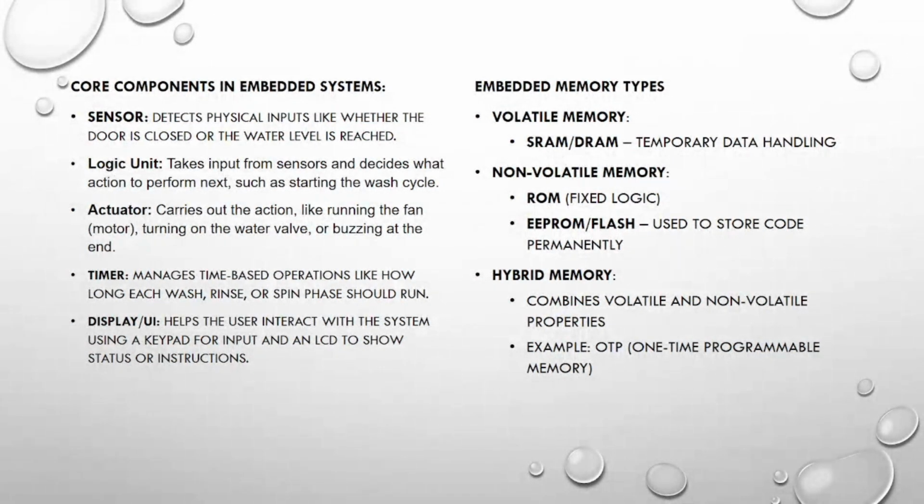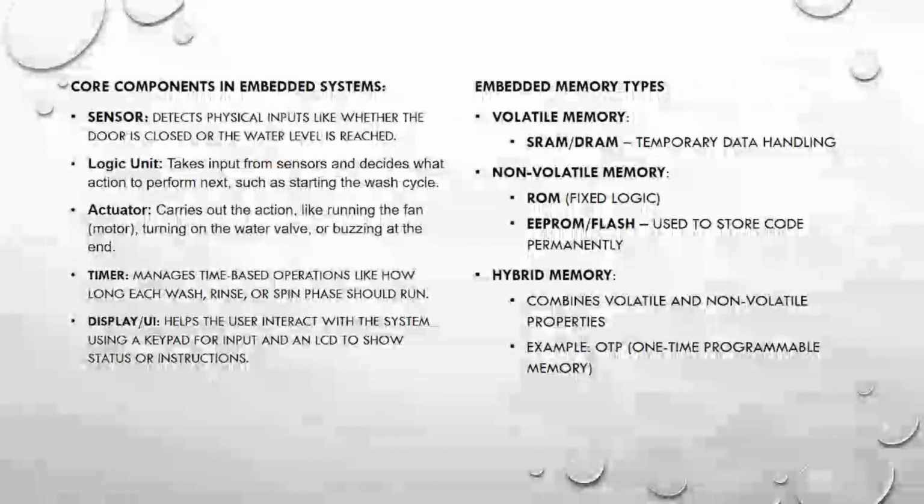Display or UI helps the user interact with the system using a keypad for input and an LCD to show the status or instruction. Embedded system memory types: volatile memory, SRAM or DRAM, for temporary data handling. Non-volatile memory, it is read-only memory, a fixed logic, whereas EPROM and flash are used to store code permanently. Hybrid memory combines volatile and non-volatile properties.